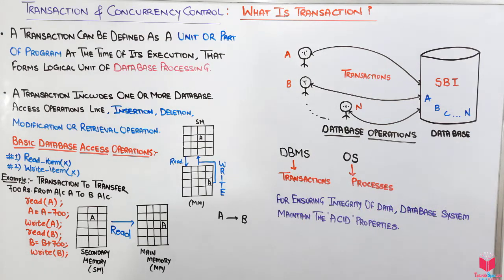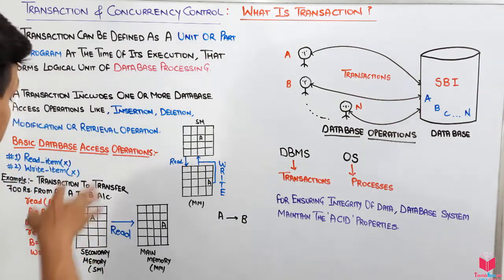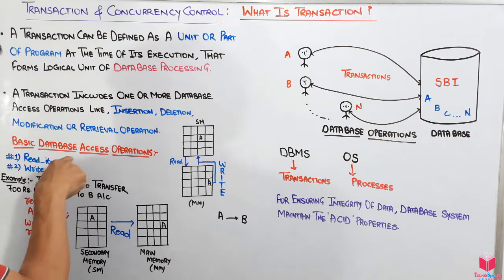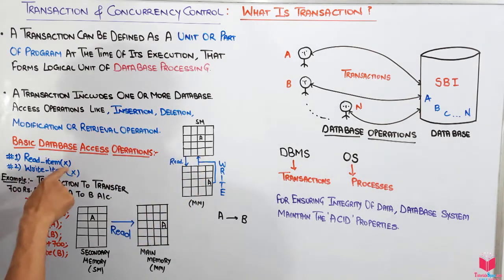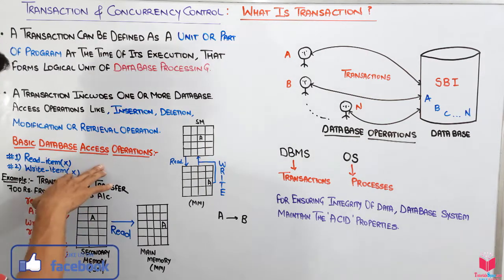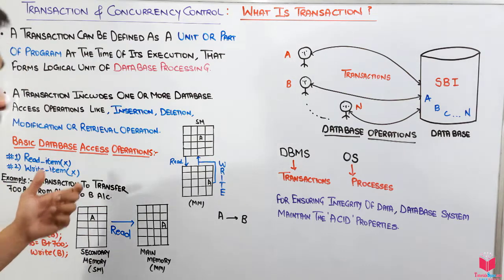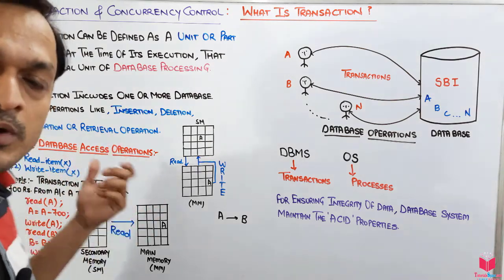Now some basic database access operations are read and write. Read item X means we perform a read operation, reading the data item X from the database. Then write item X means we write the value of X, it may be anything. For example, let's take a transaction that transfers 700 rupees from account A to account B. We have two accounts, A and B, and we have to transfer 700 rupees, or $700, from account A to B.